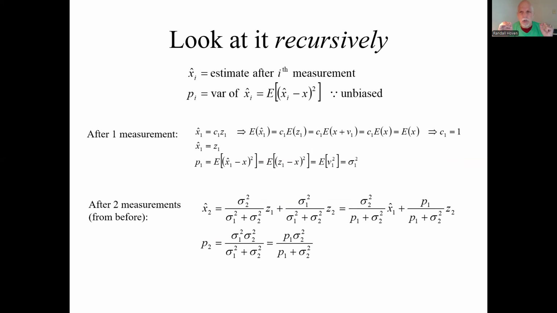What if we looked at that problem recursively? I think I'll do that in the next video because it's going on pretty long.